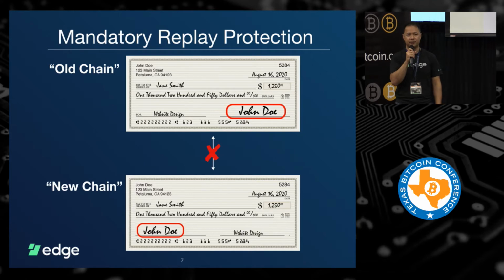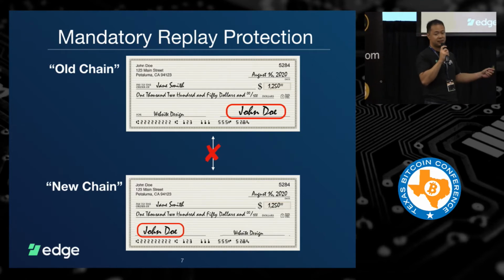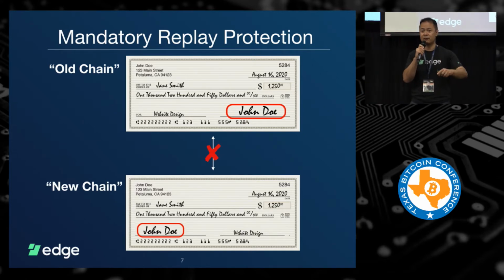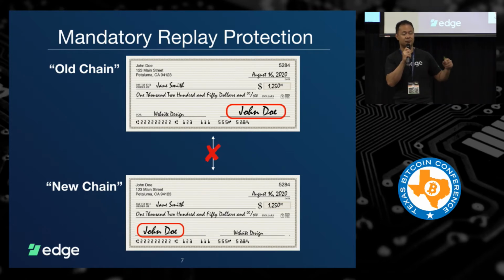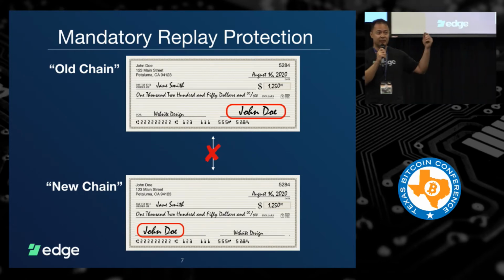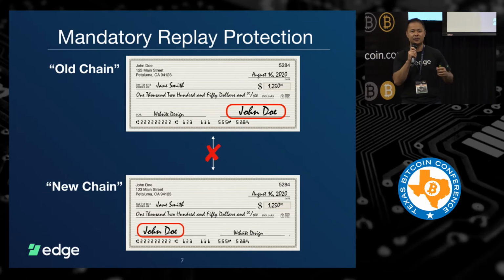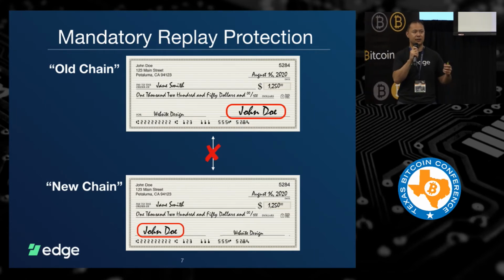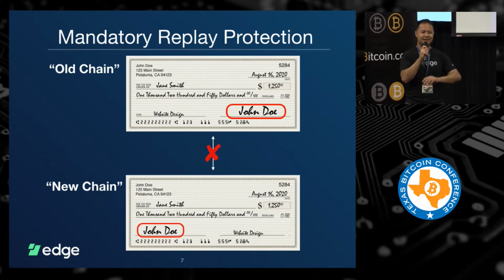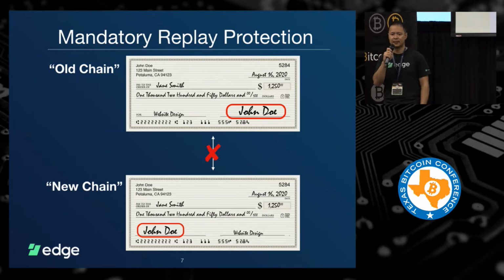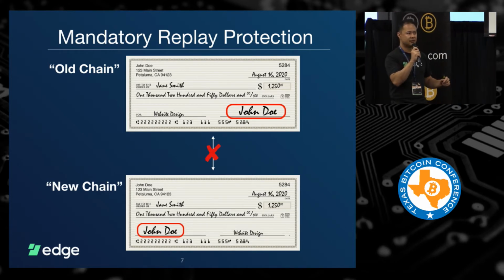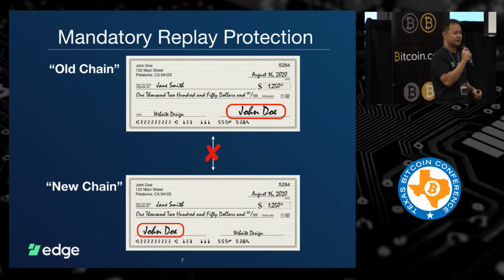So mandatory replay protection. The best analogy to this is you just change the check format. We're all used to, for example, in the old system, a conventional check where there's a signature on the bottom right and there's your amount and there's the date and the little memo field and all that. And you just change it in the new system, in the new chain. You say, you know what, if we see a check with a signature on the bottom right, it's not valid. We're not going to take it. We're only going to take checks with a signature on the bottom left.